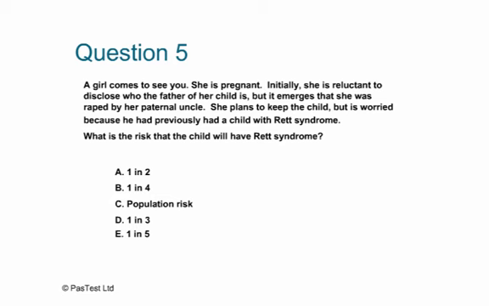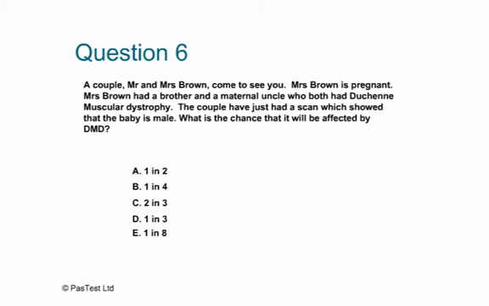Right, let's move on to question 6. Now, question 6 is about an X-linked condition, DMD, Duchenne muscular dystrophy. A couple come to see you, and the wife is pregnant. We know that her brother and her maternal uncle both had Duchenne muscular dystrophy. We've also been given some more information about this couple, which is that they've had a scan to show that the baby the lady is carrying is male. So in this scenario, what is the chance that this baby will be affected by DMD? Have a think about it, write down your answer now, and then we'll go through and see if you're right.